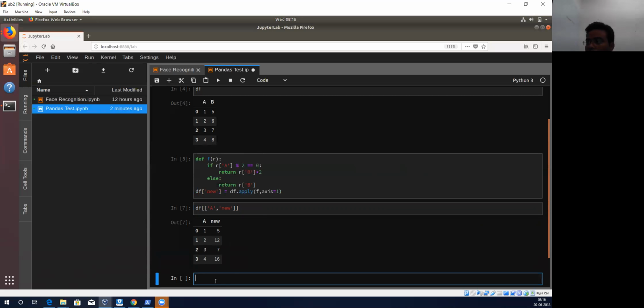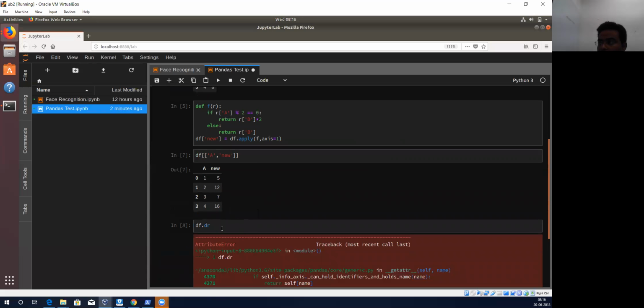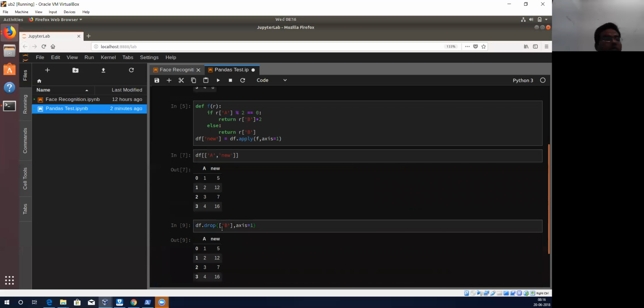If you want to drop a column, how do you drop a column? df.drop. Sorry. So you want to drop column D, axis=1. It will drop that column. And if you want to permanently drop it, you have to write inplace=True. Makes sense, right? By default with drop, nothing is permanent. But if you want to make it permanent, you have to use inplace=True.